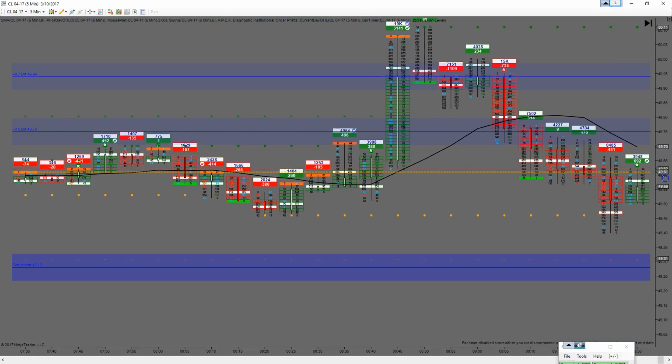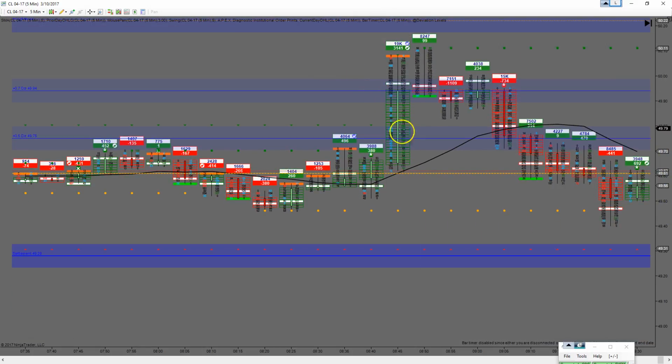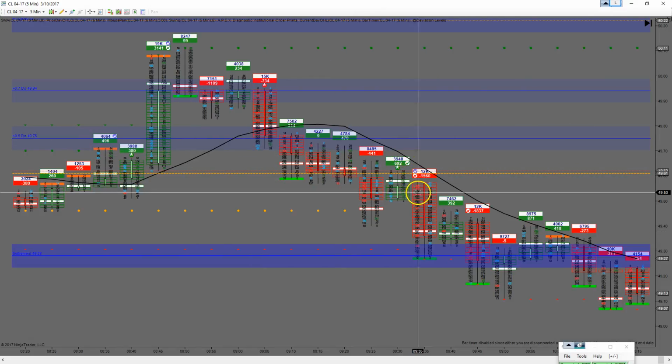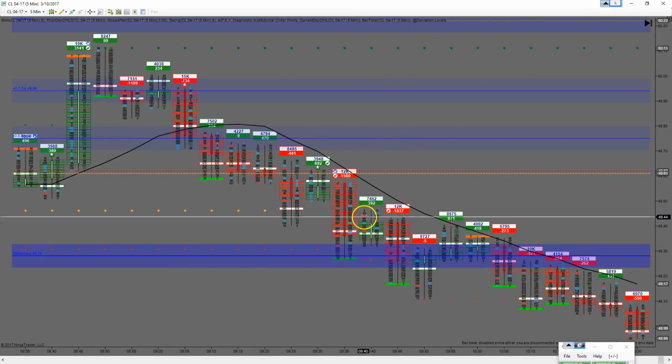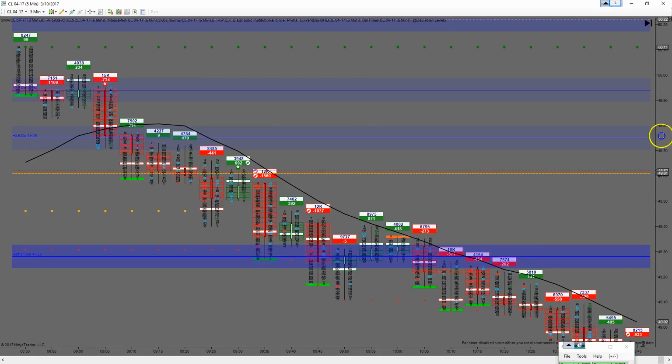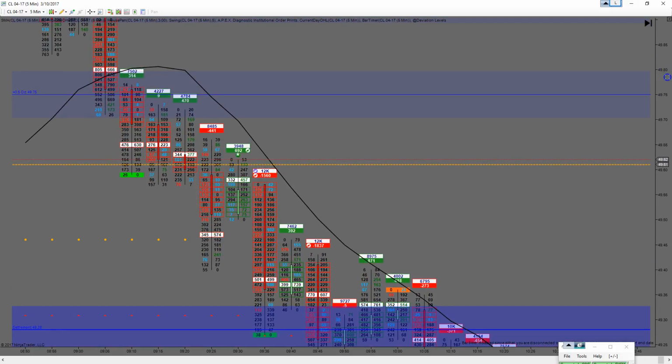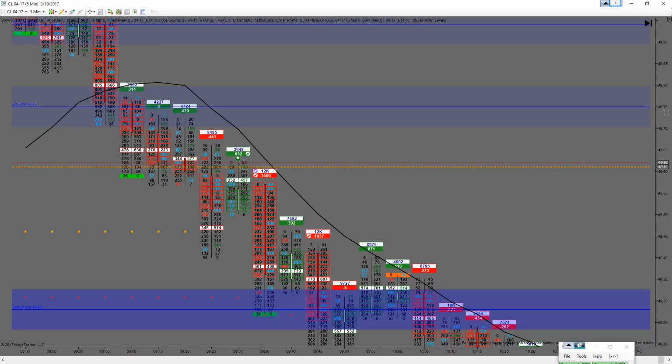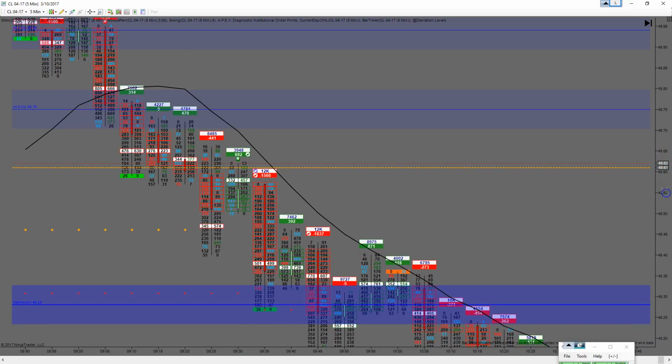Okay, this was the trade. This was the original entry trade here. Okay, here's one. This one would not have worked. And this is just trading. So I've yet to see a strategy that's 100% successful.